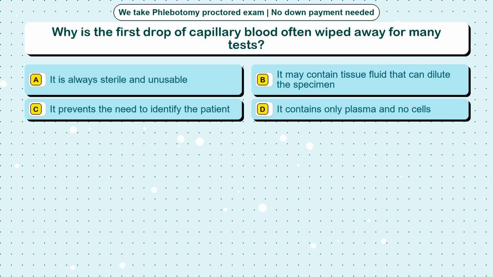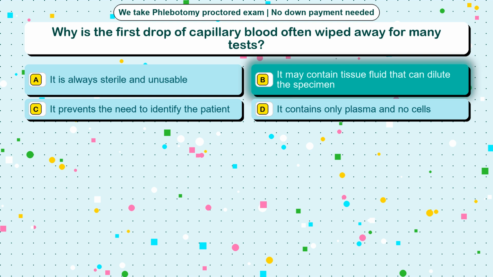Question 96. Why is the first drop of capillary blood often wiped away for many tests? Option A. It is always sterile and unusable. Option B. It may contain tissue fluid that can dilute the specimen. Option C. It prevents the need to identify the patient. Option D. It contains only plasma and no cells. The correct answer is option B.